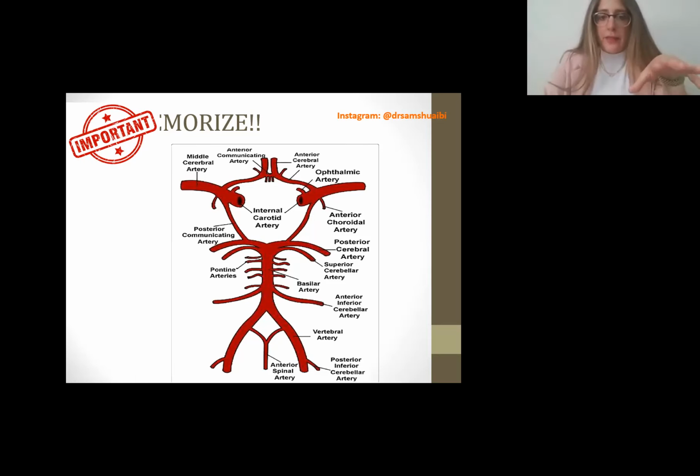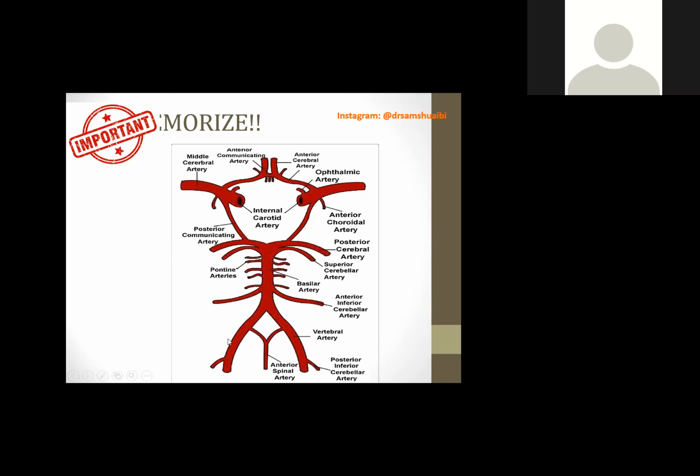And then we said we have the anterior. I don't want to go through all of these. I just want you to know that. Just take a picture of it, break it down, and it will be very easy. Two vertebral arteries give you a basilar. See, now we finished a third of it.